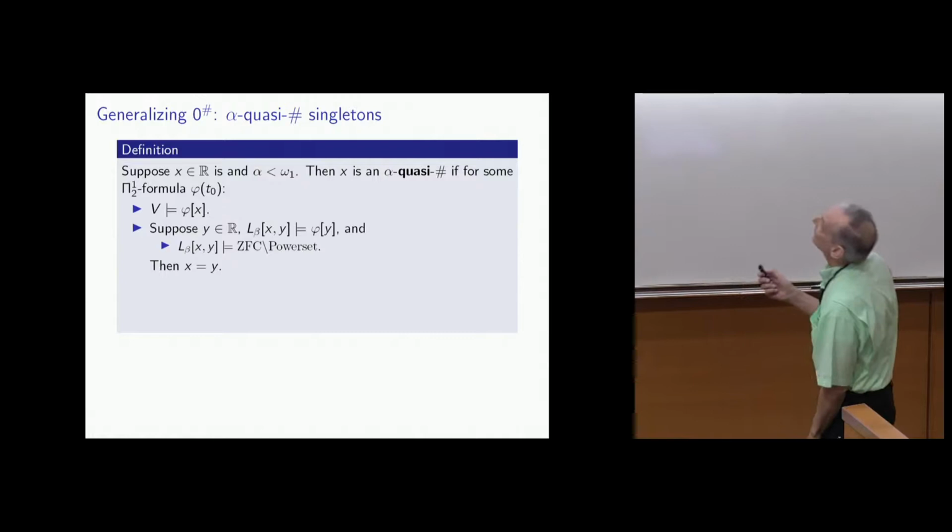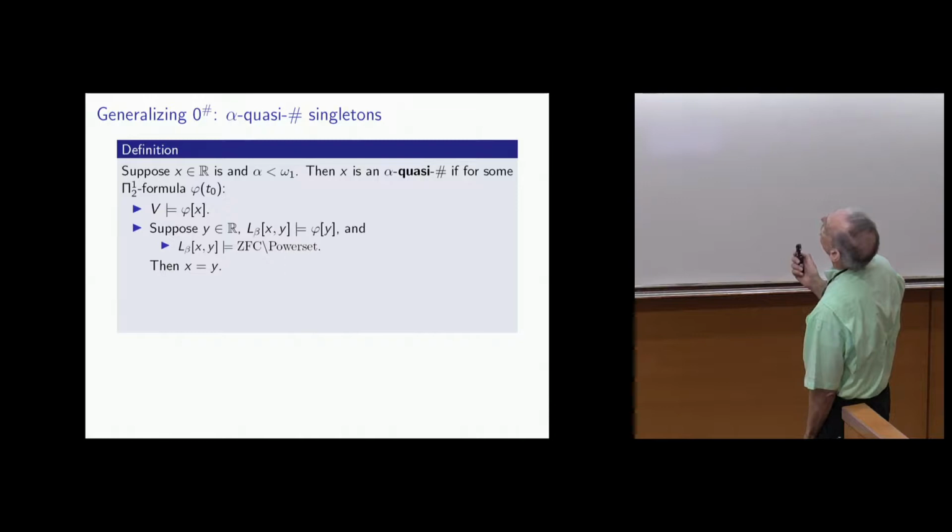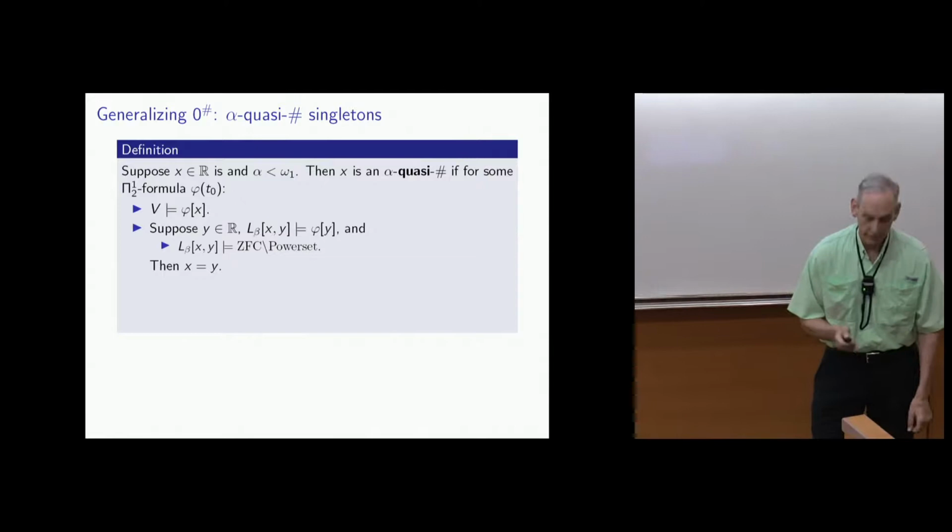So X is a real, and now we have this ordinal. X is an alpha quasi-sharp if there's a pi 1-2 formula, X is going to be the pi 1-2 singleton given by that formula, and it will be a pi 1-2 singleton in all models of Zermelo to which it belongs. So it has the zero sharp uniqueness property. Remember, the Friedman singleton is not known to have that property.